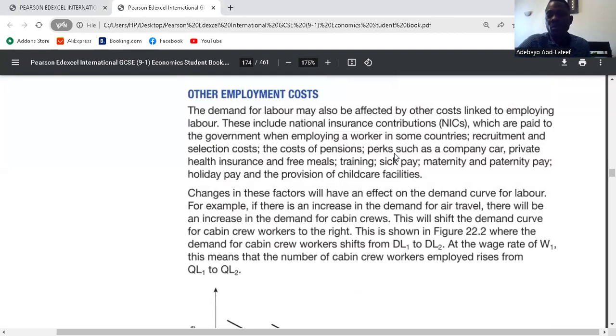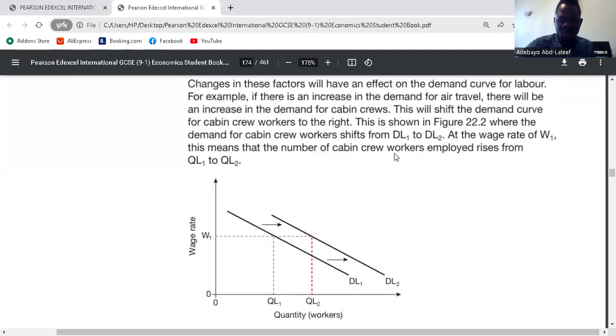So the demand for labor may also be affected, like I said. Changes in these factors will have an effect on the demand curve for labor. For example, if there's an increase in the demand for air travel, there will be an increase in the demand for cabin crews. This will shift the demand curve for cabin crew workers to the right, from DL1 to DL2. Here the wage rate is remaining constant.